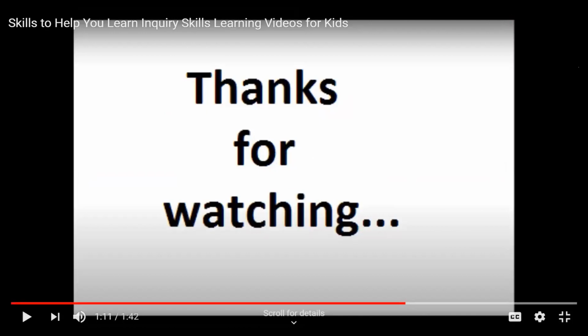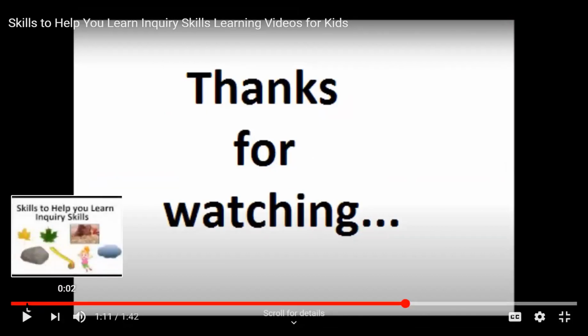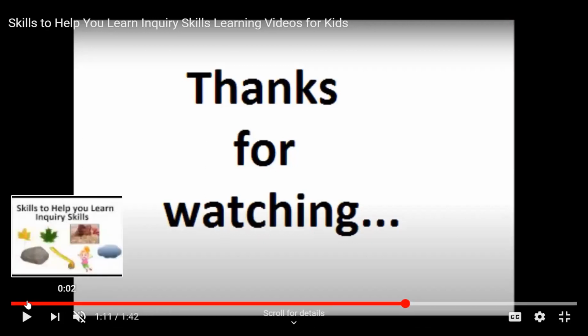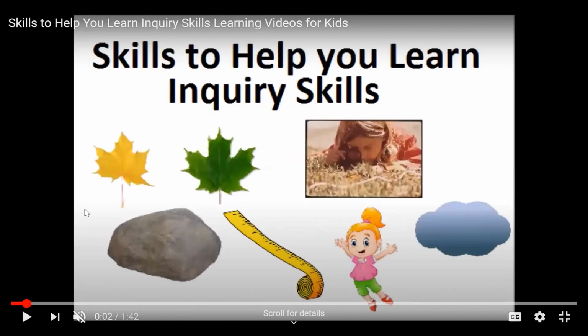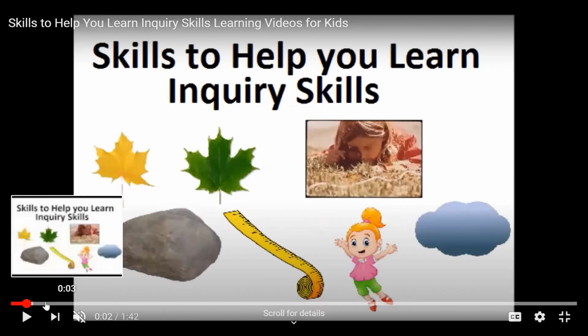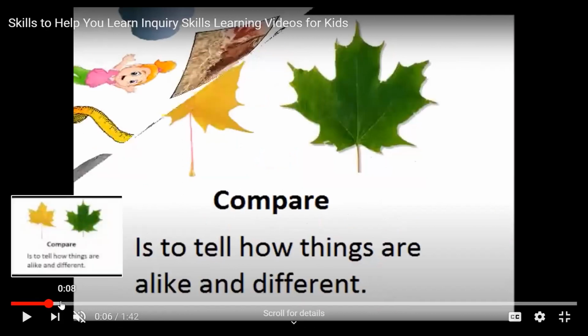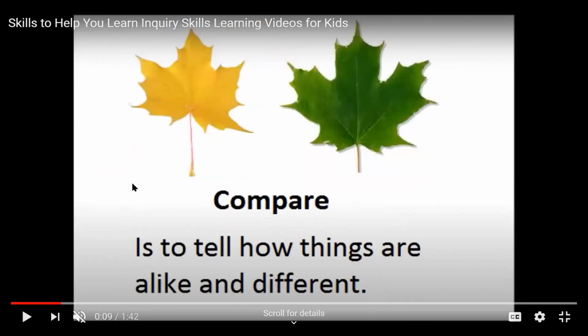Okay, great. So these are inquiry skills to help you understand or to make an observation. I will move one by one and we will discuss them. Okay, you can compare. When you compare two things, you are observing them to tell how things are alike and different, if they look alike or different.